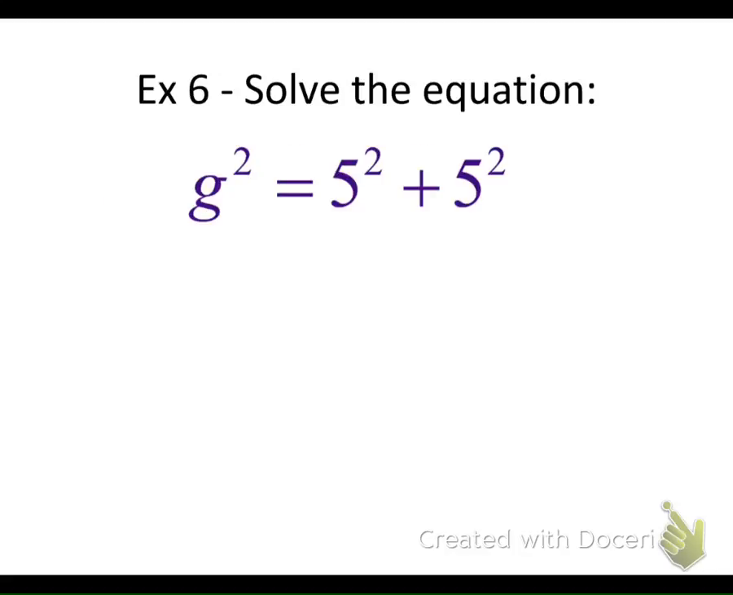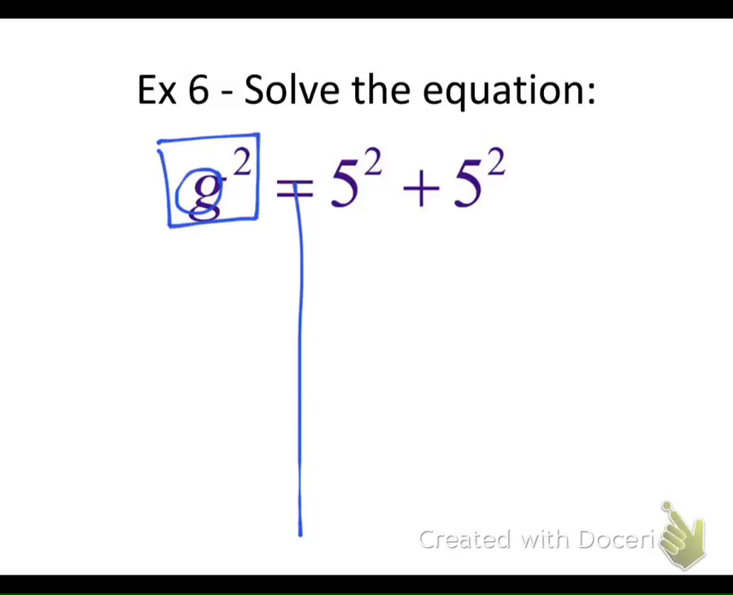Okay, so here we go. We're going to circle our variable. Draw our line of equality. Box our square. And then it's similar to example number 5. So what should I do first here?